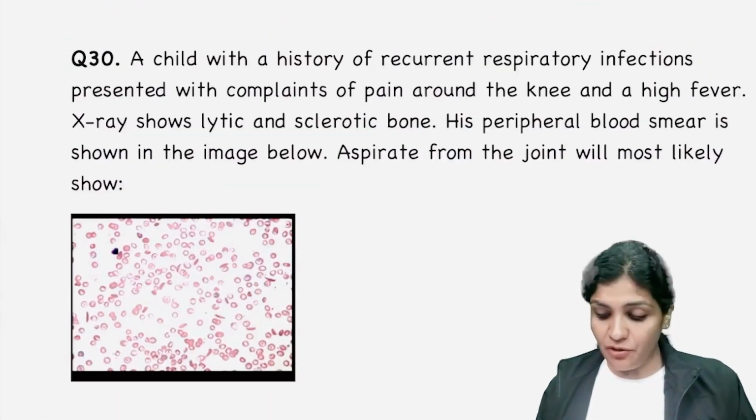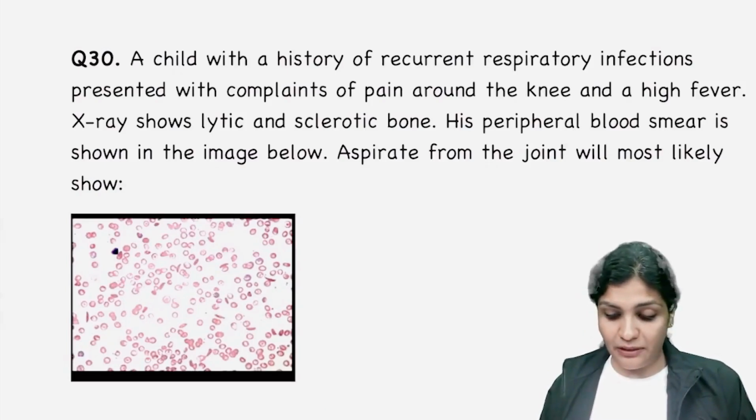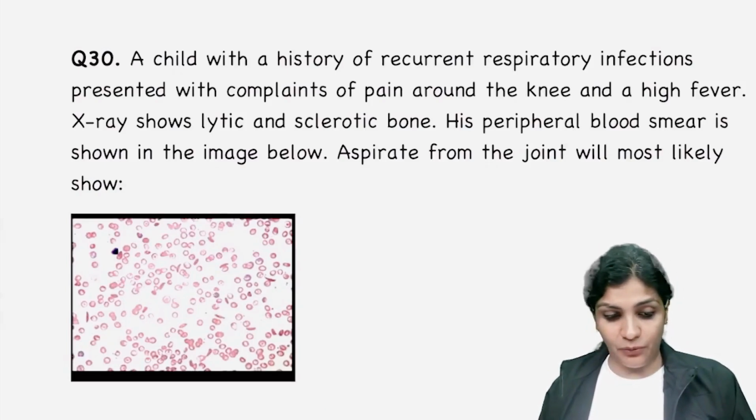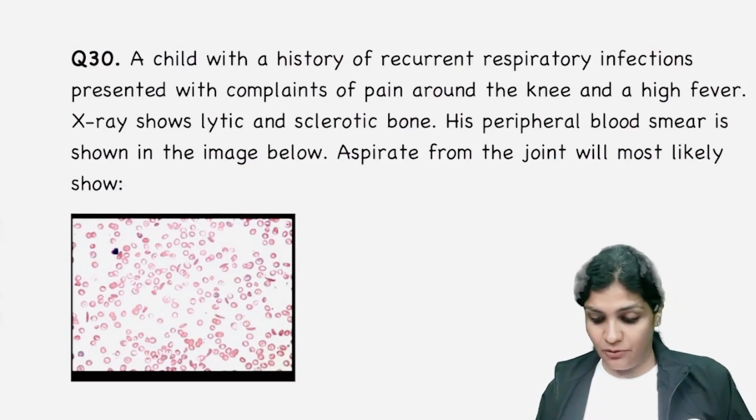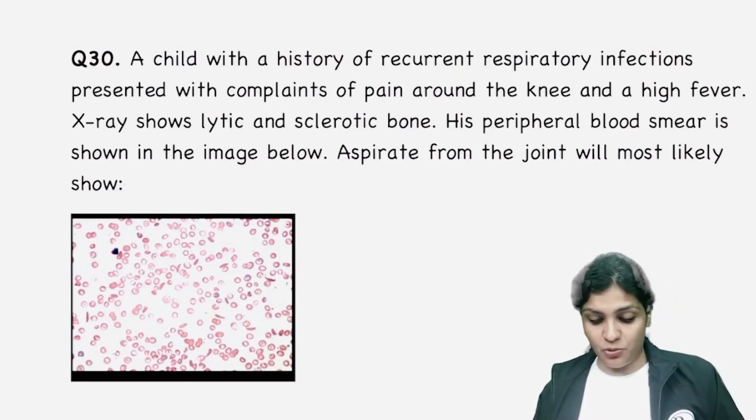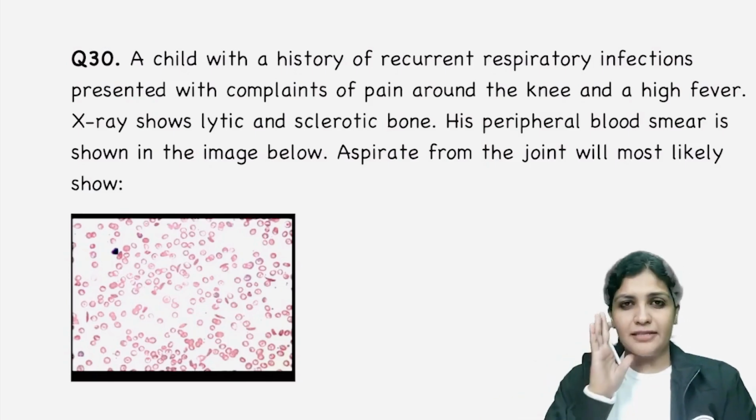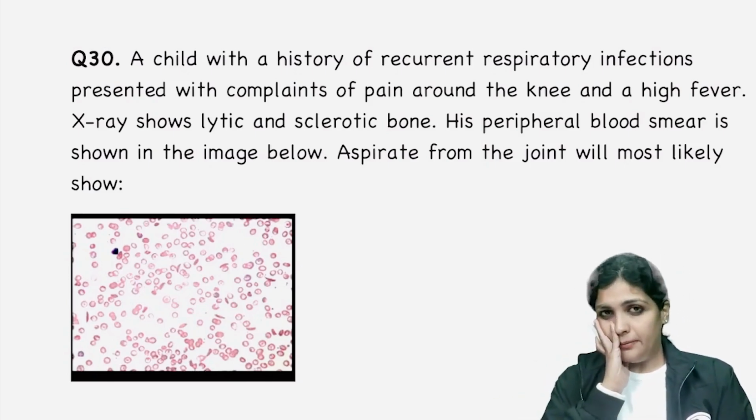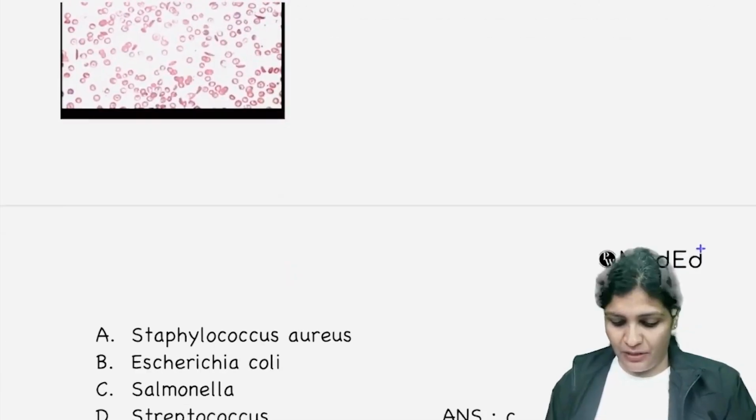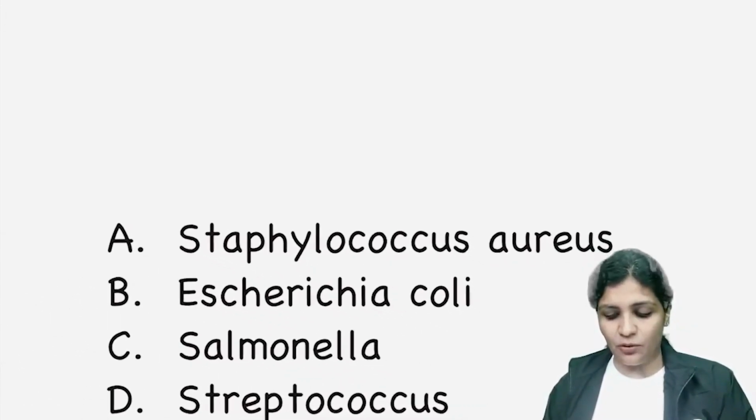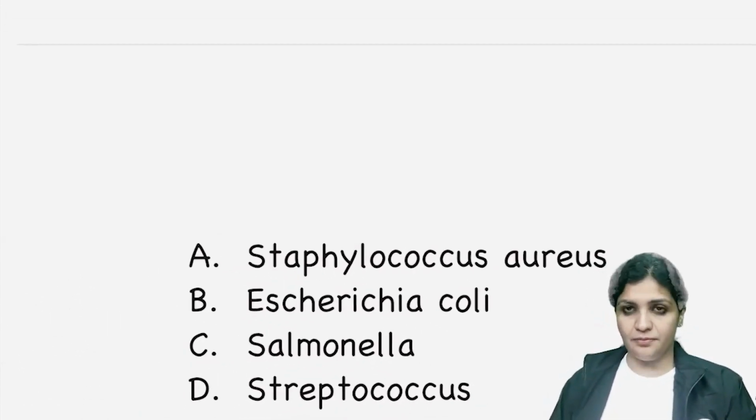Next, a child with a history of recurrent respiratory infections presented with complaints of pain around the knee and a high fever. X-ray shows lytic and sclerotic bone. His peripheral blood smear is shown in the image. Aspirate from the joint will most likely show: Staphylococcus, Escherichia coli, Salmonella, or Streptococcus? Answer this question, and I'll tell you.